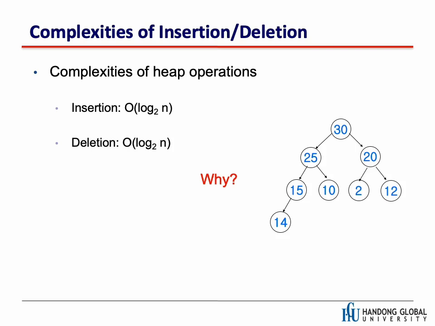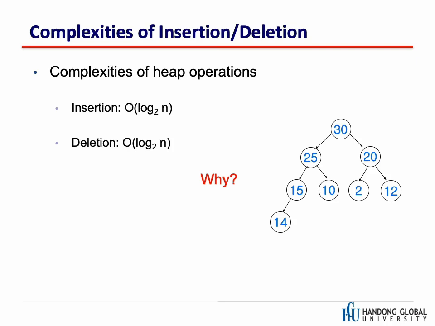So when we insert a new node, we have to check the ancestors. From the leaf node, from the last node to the root node, how many nodes do we have? Following this path, basically we have log n. What about deletion? Basically the same thing.